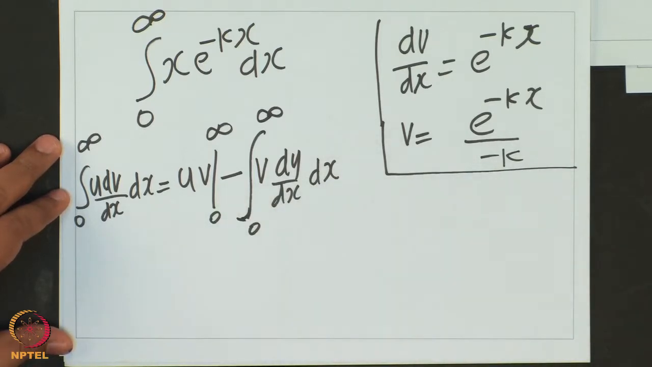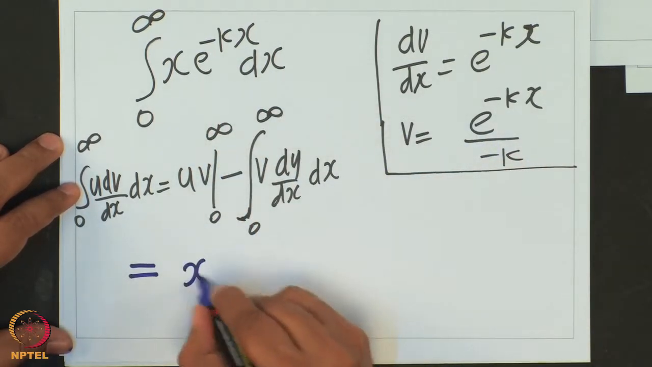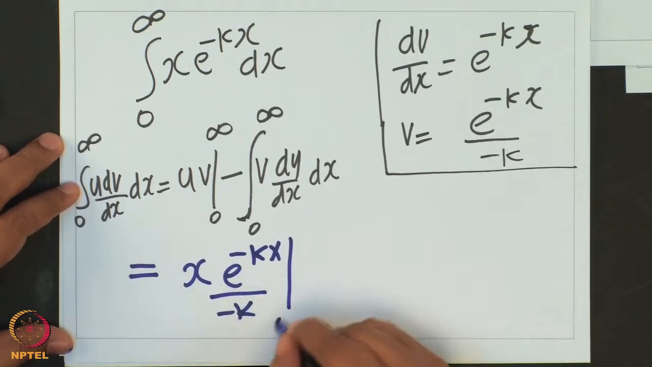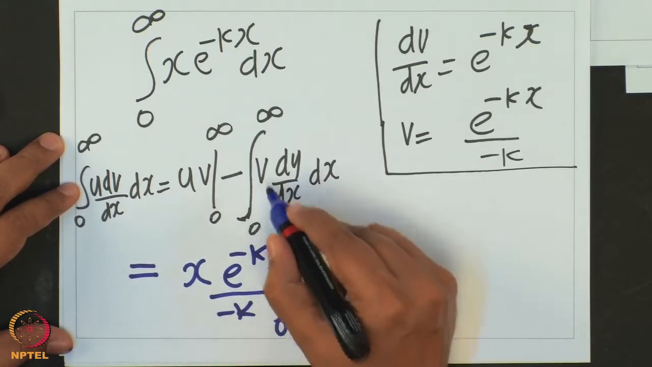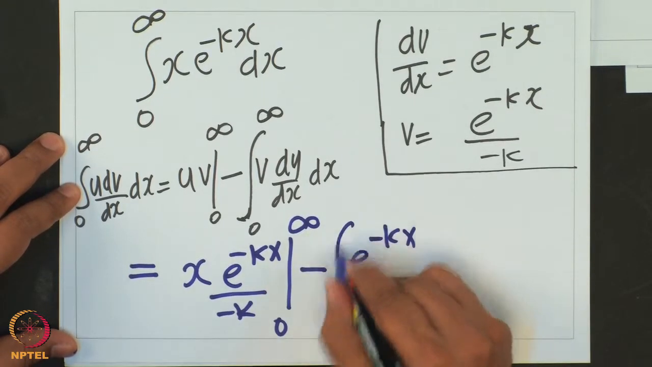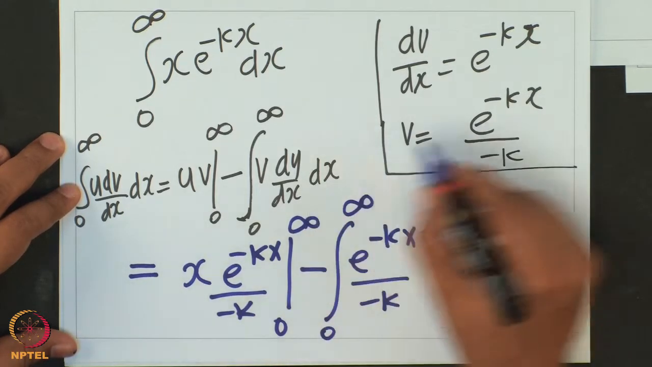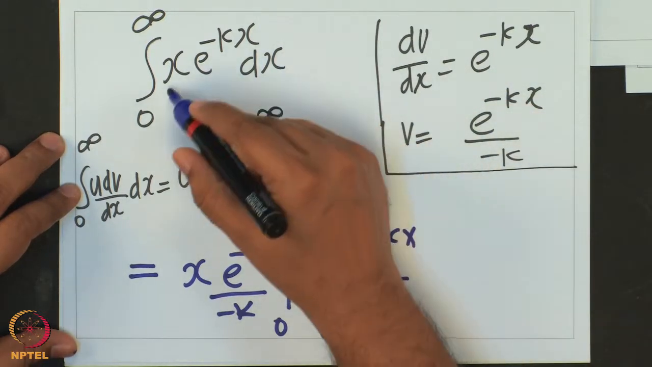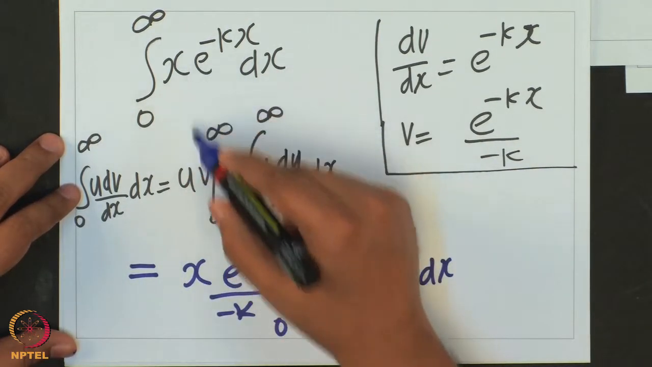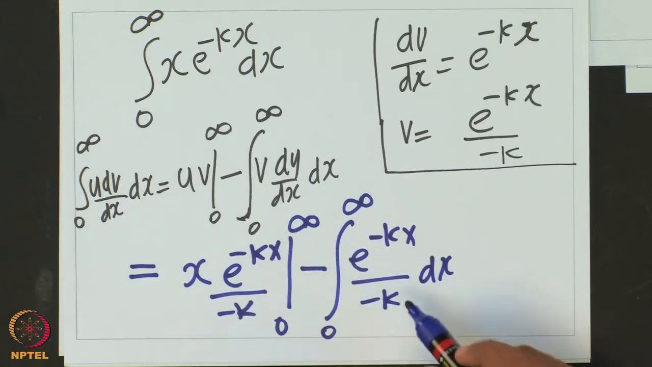This is the formula that we want. So let us apply this formula. The integral is equal to u times v, which is x times e power minus kx divided by minus k, from 0 to infinity, minus the integral from 0 to infinity of v, which is e power minus kx divided by minus k, times du. Here u is x, so du by dx is 1, and du is dx. So this will be the answer. If I do this, I would get the answer.